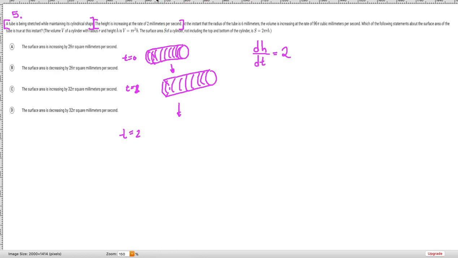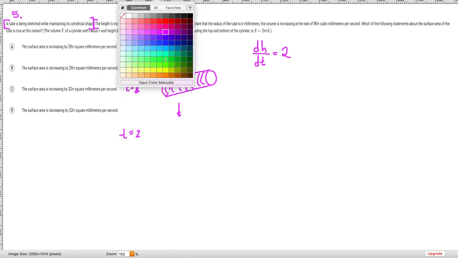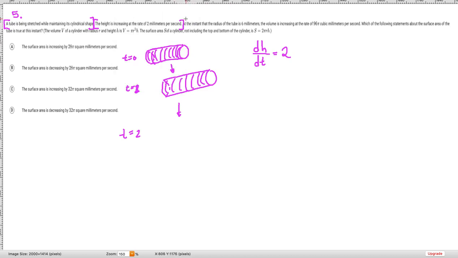Now it gives us another sentence. We've already interpreted 2 sentences. Now the third sentence says, at the instant that the radius of the tube is 6 millimeters, the volume is increasing at a rate of 96 pi cubic millimeters per second. So this gives us at some point dV/dt, the rate of volume increasing, is 96 pi.